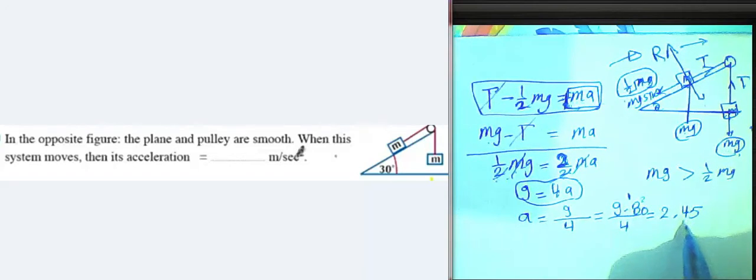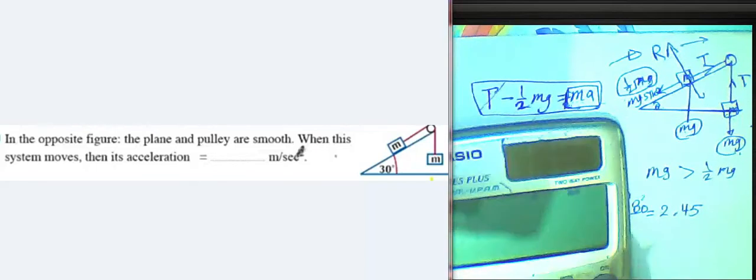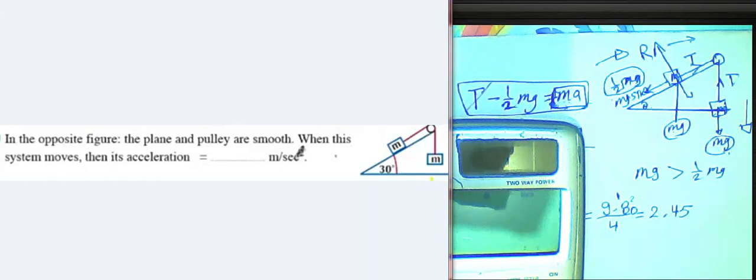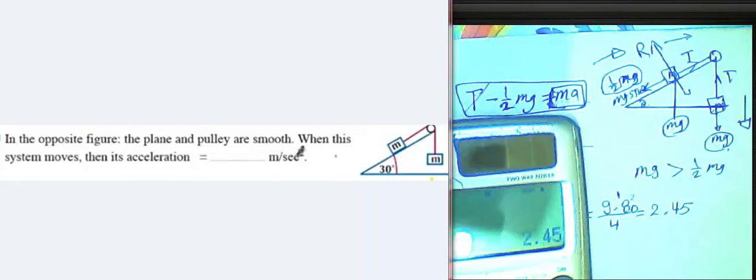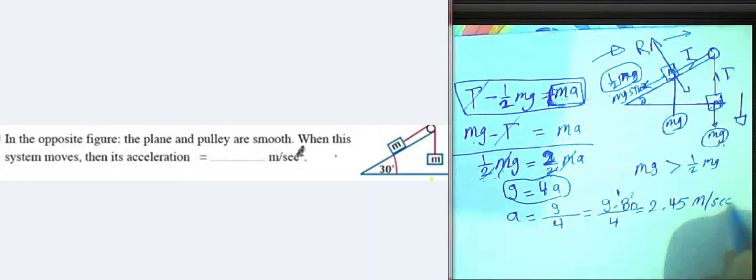So the result will be 2.45. Again, 9.8 divided by 4, this is the result here, in meters per square second.